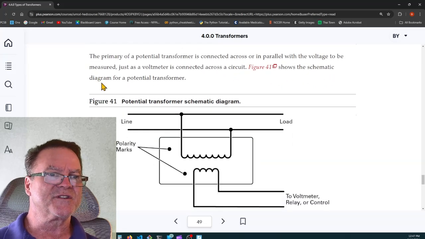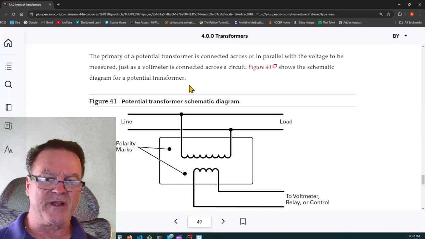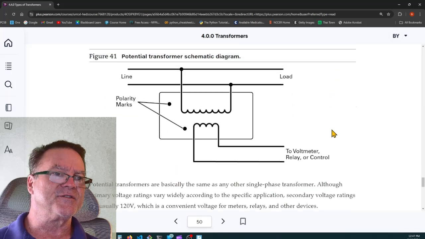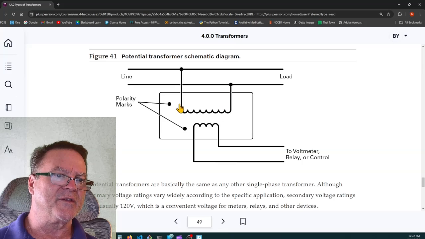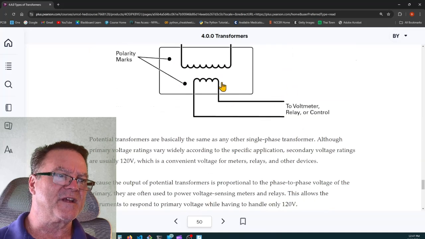Figure 41 shows the schematic diagram for a potential transformer. So here's a potential transformer. Here's a line, and load is over here. And then you take these two lines going through this potential transformer. The secondary is going to a voltmeter, relay, or a coil.